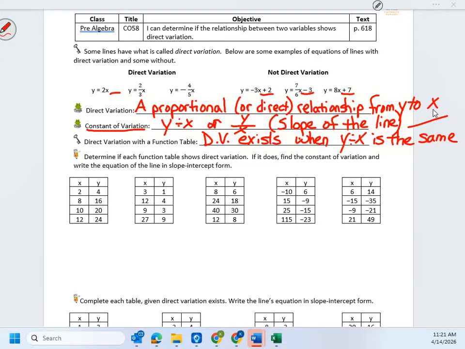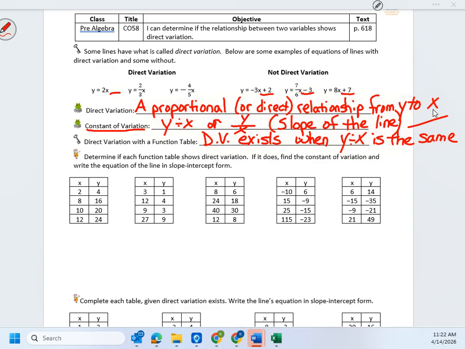So to determine if each function table shows a direct variation, what do you think we're going to have to do? Any guesses? How would we determine if there's a direct variation? Look at our definitions. What do you think, Grayson? Divide what? How do I divide it? Look carefully. Now this matters. How do I divide it? Y divided by X. Super important.